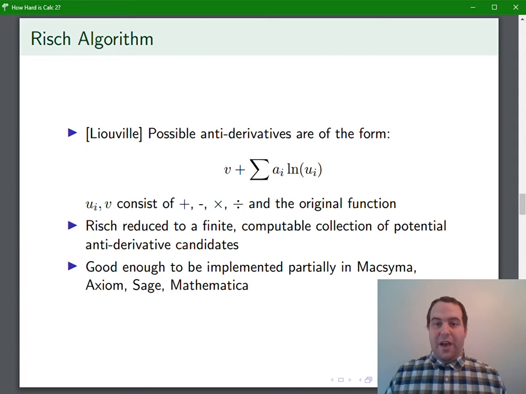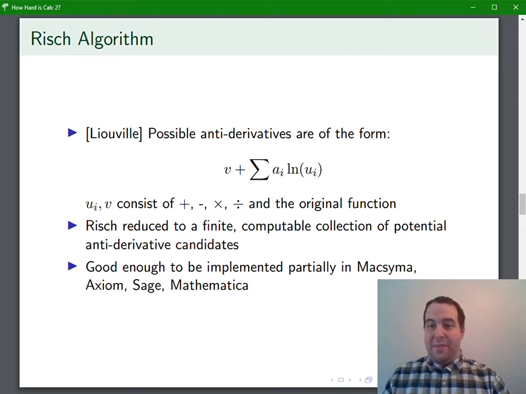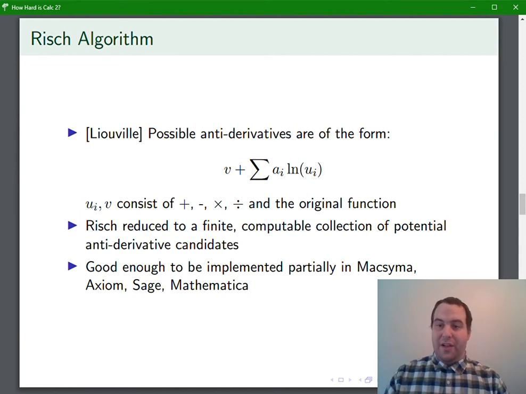And this is good enough to be partially implemented in Maxima, Axiom, Sage, Mathematica. There are actually computer algebra systems out there that use this in part. They don't use it fully. Wikipedia claims that the Risch algorithm is in fact fully implemented in places, but I've seen other sources that suggest that it really isn't fully implemented anywhere. But it's good enough that you can run it on your computer. You can run the Risch algorithm on your computer.